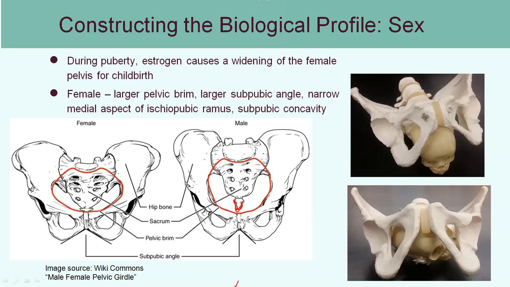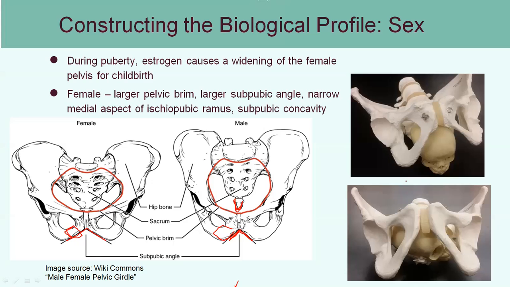Another thing that we might look at is the subpubic angle. In the male, it's going to be a narrower angle, while in the female, it's a much broader angle. You also see something called the narrowing of the medial aspect of the ischiopubic ramus. That's right here. So how thick is this bone? If it's relatively thin, it's more likely to be female. If it's relatively thick, it's more likely to be male.